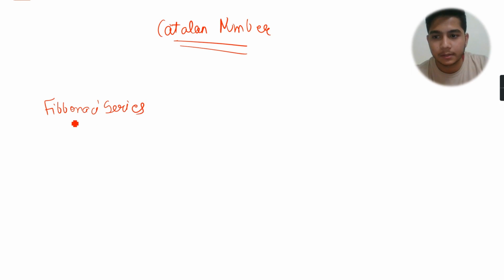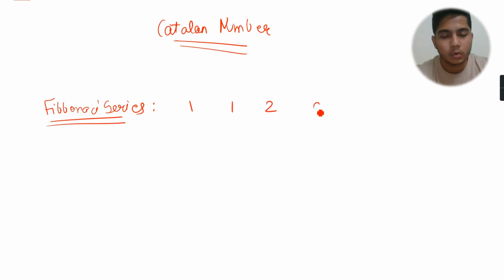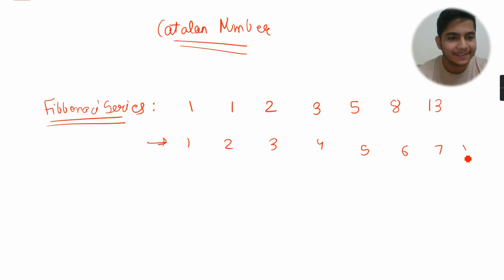You might have heard about Fibonacci series, right? So what the Fibonacci series is basically, it's 1 1 2 3 5 and let's say 8, and then it goes like 13 and so on. So this is the sequence. You might be wondering that okay, the normal sequence is like 1 2 3 4 5 6 7 8 and goes on like this. So why is it looking like this basically?